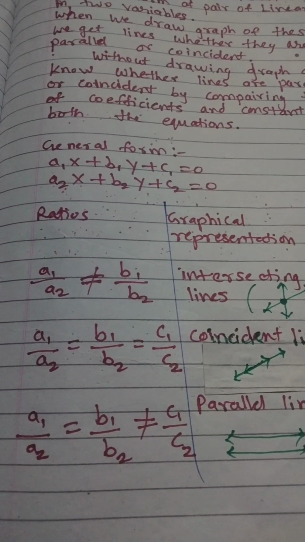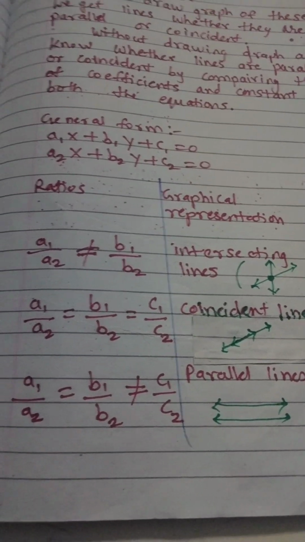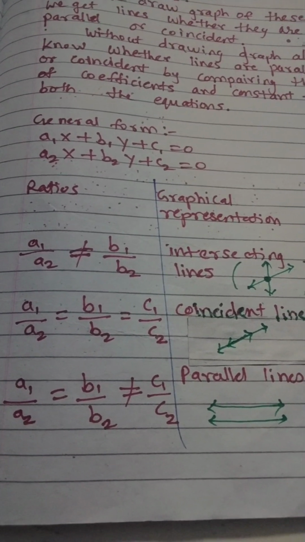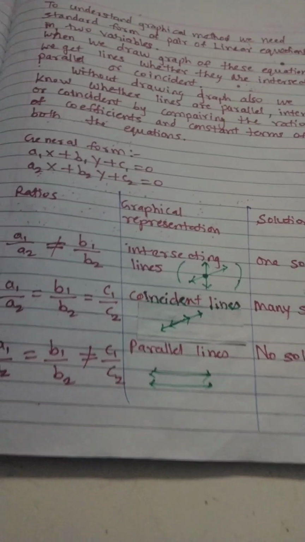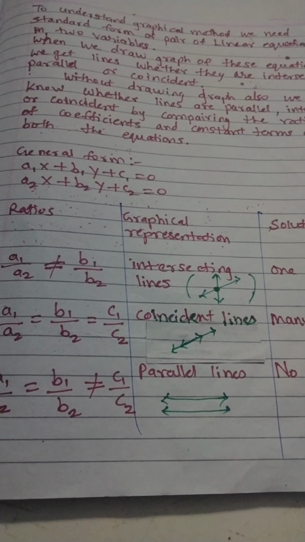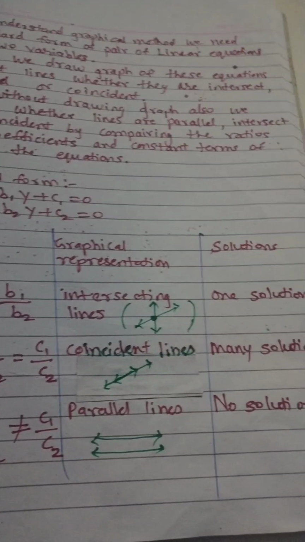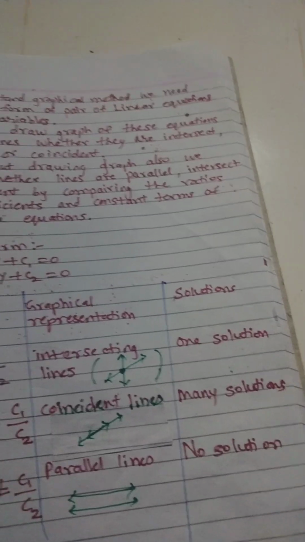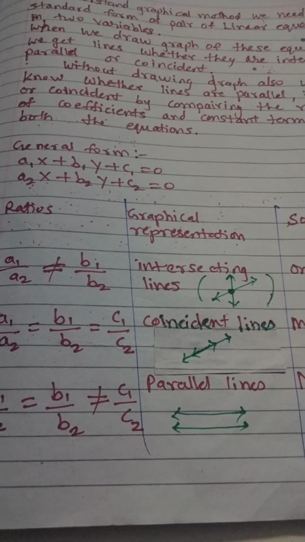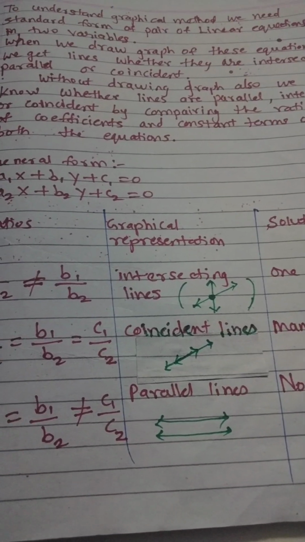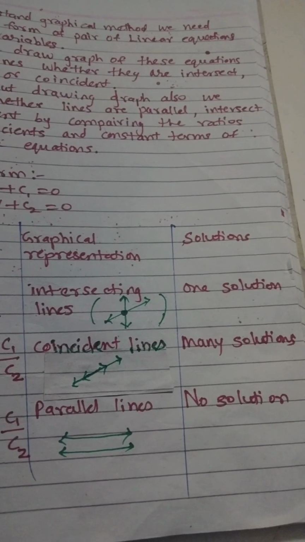After comparing the ratios of the coefficients of x and y terms, if a1 upon a2 is not equal to b1 upon b2, then the graphical representation shows intersecting lines, as shown in this figure. Now the solution will be one solution, that is, we get a unique solution. If a1 upon a2 is not equal to b1 upon b2, then we get intersecting lines as the graphical representation, and if it is so, then there will be only one solution.